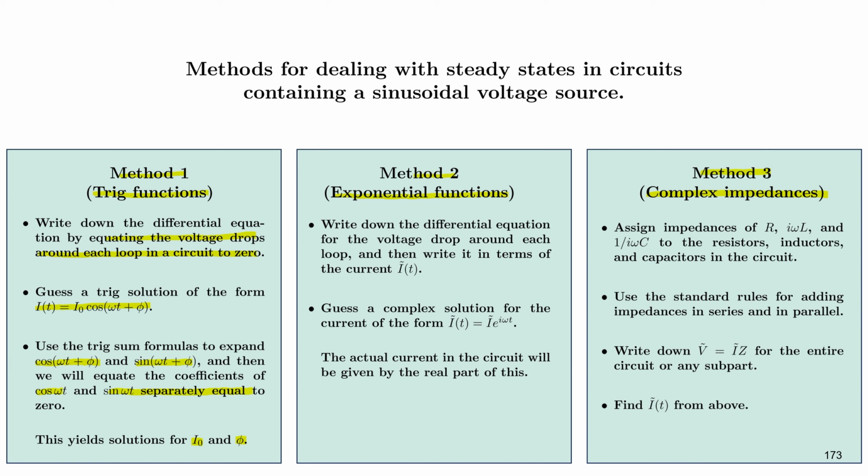We'll discuss the method involving exponential functions in this video, and we'll devote the discussion on complex impedances to a later video. In the method involving exponential functions, we'll first write down the differential equation for the voltage drop around each loop as we have done in method 1. We will write it in terms of the complex current I tilde(t). In the next step, we'll assume a complex solution for the current of the form I tilde(t) equal to I tilde e raised to i omega t. The actual current in the circuit will be given by the real part of this complex current. So in this video, we'll be exploring this technique.